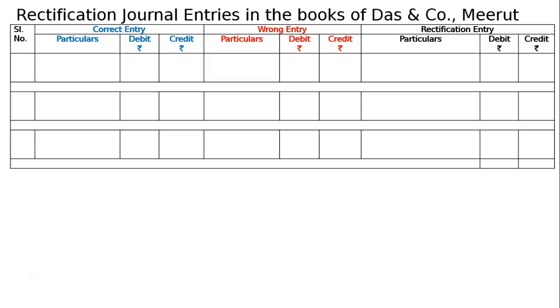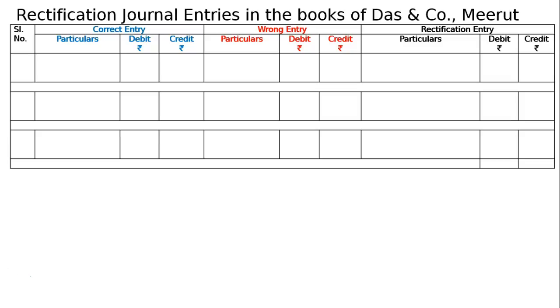The question is: the following errors affecting the accounts for the year ended 2015 were debited to the books of Das and Company, Meerut. Write down the headlines and rectification journal entries in the books of Das and Company, Meerut. There will be a serial number, the correct entry (what should be the entry), how this went wrong (the wrong entry), and now the rectification, which will be written in your final answer sheet or register.